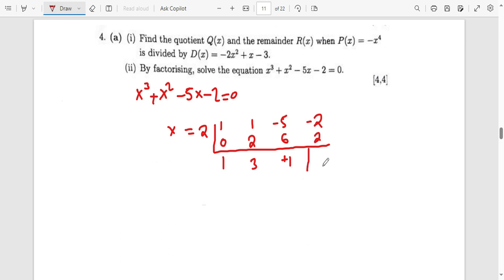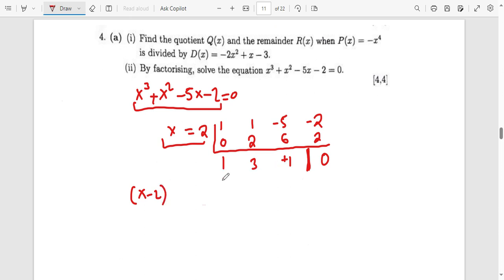So the remainder should always give you 0. The last number that you find here, a 0, is the remainder, and it should always give you 0 if 2 is a factor. So that proves that 2 is a factor. The meaning of this is that this term that we wrote here, I can take to the other side, and it becomes a factor as x minus 2.